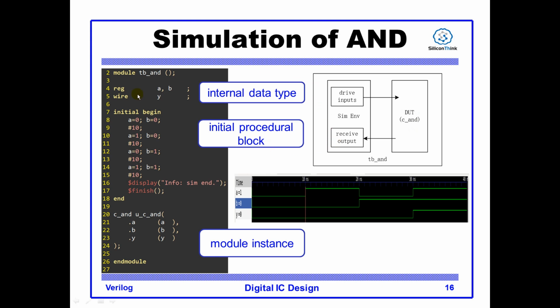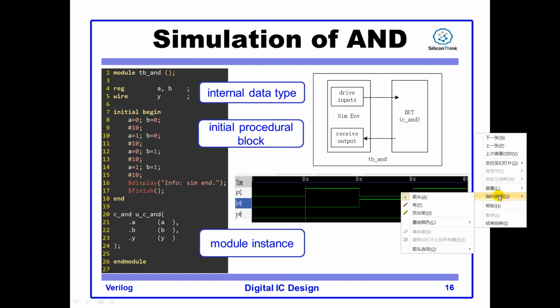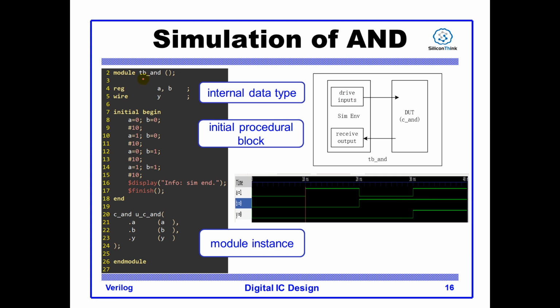To simulate a module, you have to write another module. So you write another module and instance the module you want to simulate. So this is the top level module, and this is the sub level module. Or we can say this TB is an upper hierarchy.